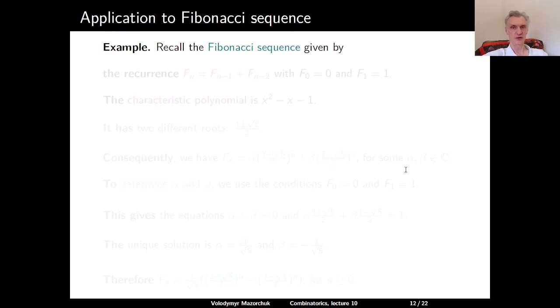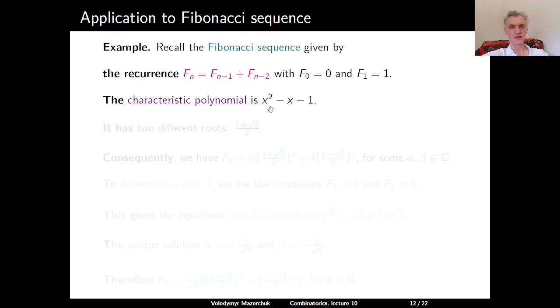So recall that we have the Fibonacci sequence, which has the recurrence f_n is equal to f_{n-1} plus f_{n-2}, where f_0 is 0 and f_1 is 1. So the characteristic polynomial of this recurrence is x squared minus x minus 1, directly from here. And this one has two different roots, (1 plus minus root of 5) divided by 2. So here is how root of 5 appears for the Fibonacci sequence. It appears as a part of the root of the characteristic polynomial.